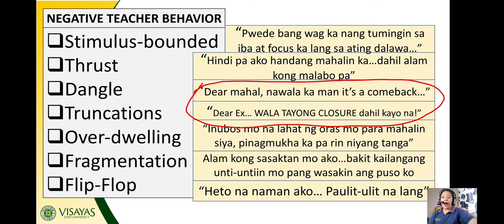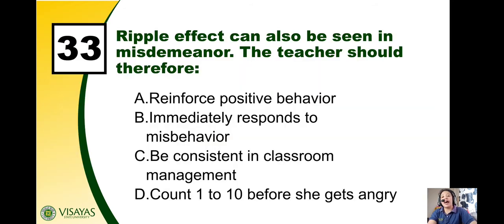Then we have flip-flop. "Here I am again, repeating over and over." So, after discussing this topic, you proceed to another topic and then go back to the previous topic. So, these are some of the negative teachers' behavior. Even though I am teaching already, I do admit that I still have some of these and we are still in the process of developing this. So, negative teachers' behavior: we have stimulus bounded, thrust, dangling or dangle, truncation, overdwelling, fragmentation, and flip-flop.